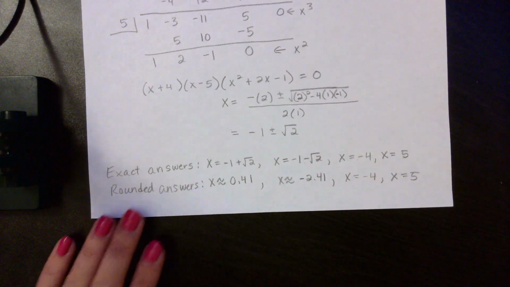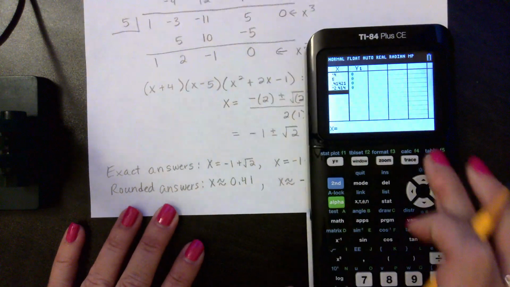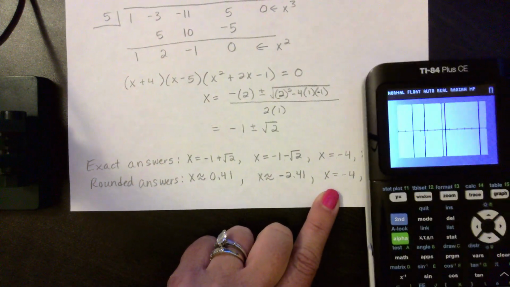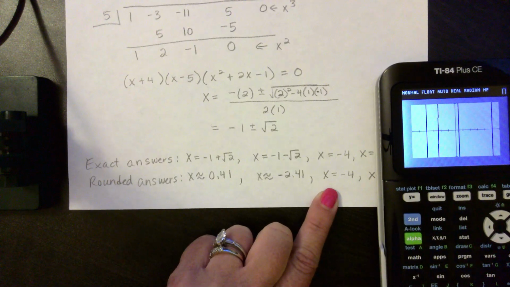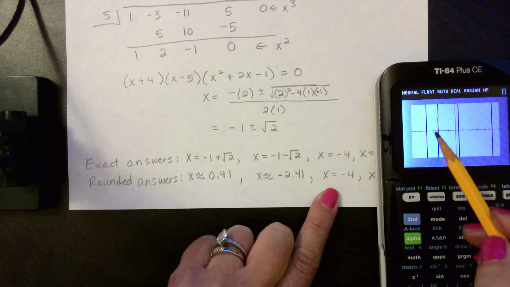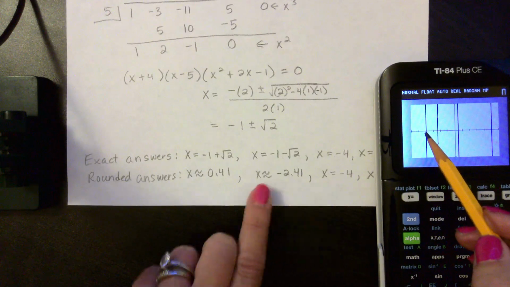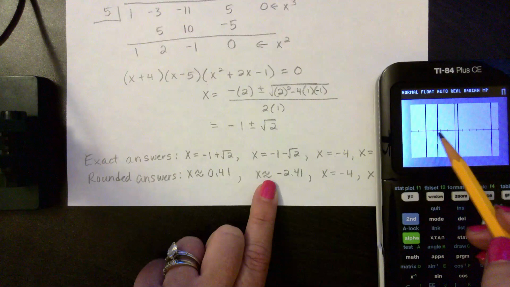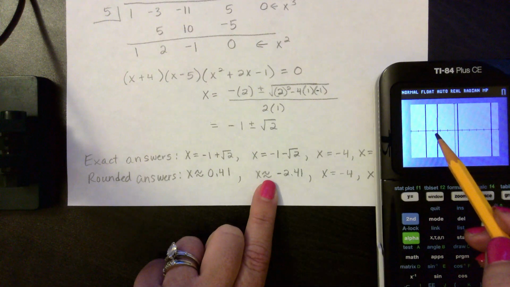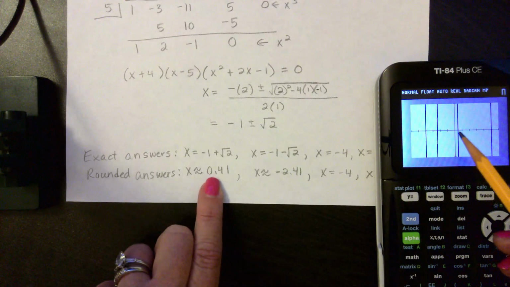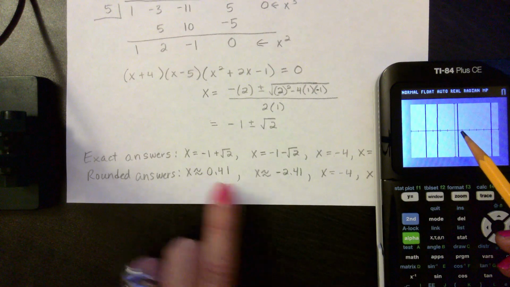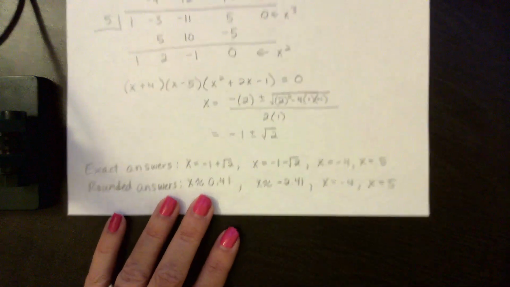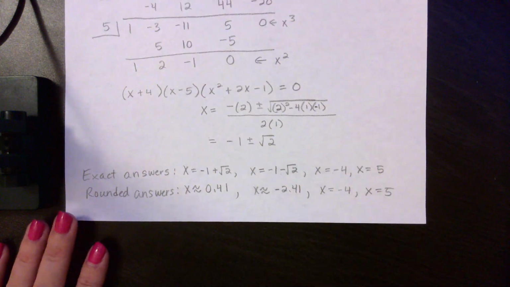Okay, and we can check the graph real quick and make sure that that looks like it makes sense. So looking at this, my leftmost root should be negative 4, negative 1, negative 2, negative 3, negative 4. That seems to make sense. My next root, negative root, should be negative 2.4, negative 1, negative 2, and a little bit more. That seems reasonable. And then 0.41, that would be somewhere between 0 and 1. That seems reasonable. And x equals 5 over here. That seems reasonable.